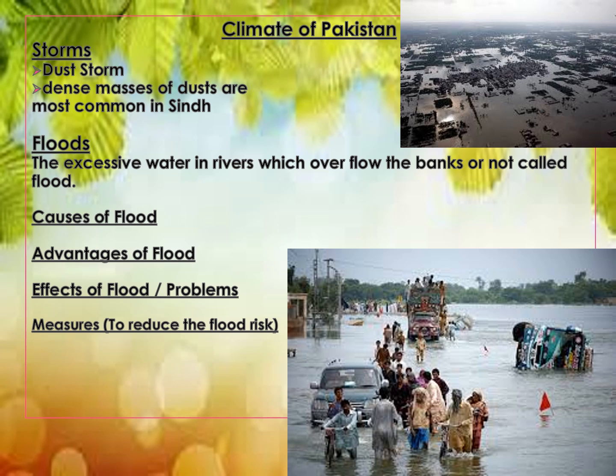Now, floods are excessive water in rivers which flows over the banks. If it does not overflow the banks, it is not called a flood. A flash flood means a sudden flood which disappears quickly. Now, if we talk about the causes of flood, there are mainly two causes, human causes and natural causes. Natural causes are the melting of snow and the heavy rain by the monsoon, and the human causes are the cutting of trees on the foothills.